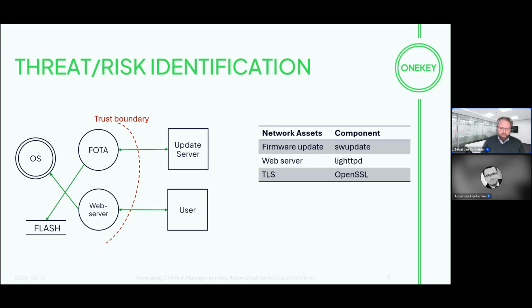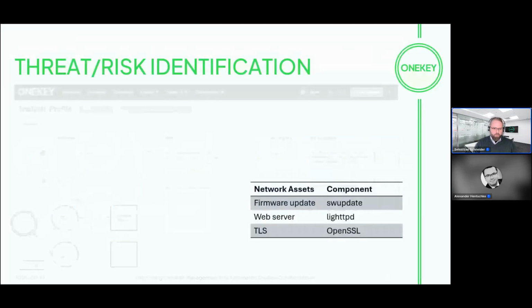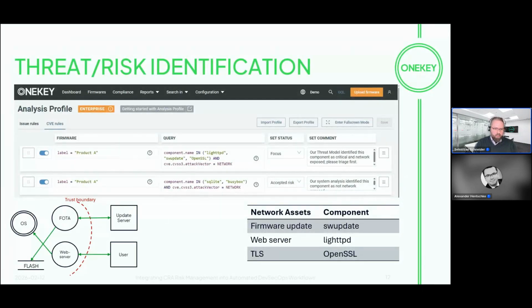So here, for example, perhaps you're using SW Update for firmware updates, Lighty as a web server, and OpenSSL as your TLS library. And these are really critical processes. And here again, automation is key. We have a screenshot from our platform, and we have two automated rules.